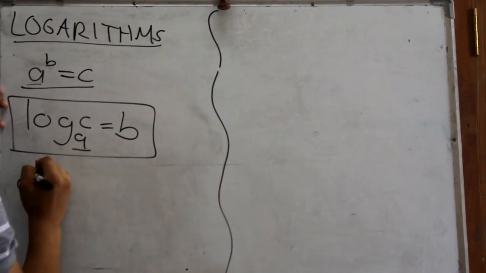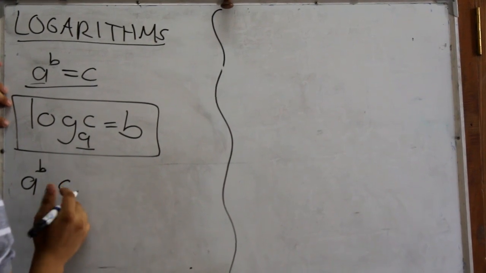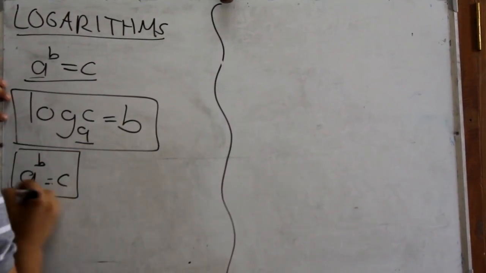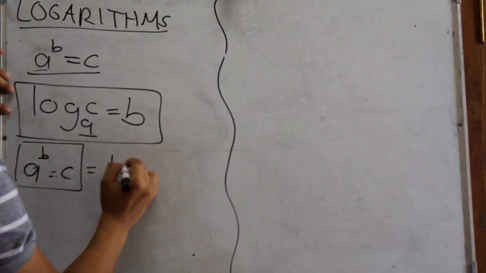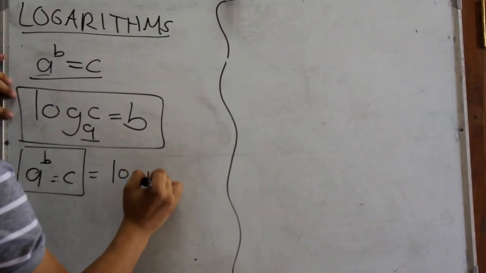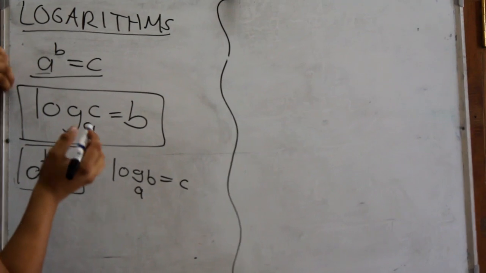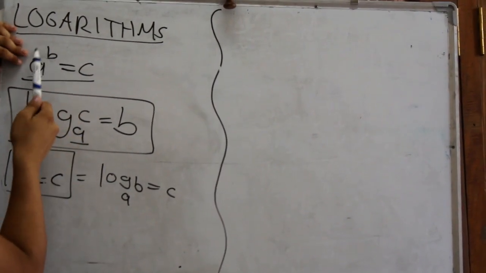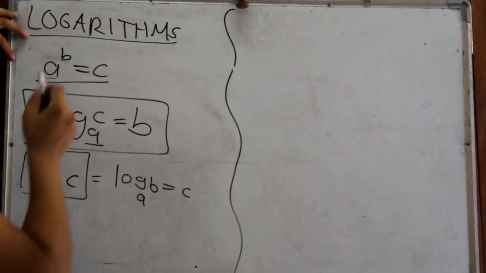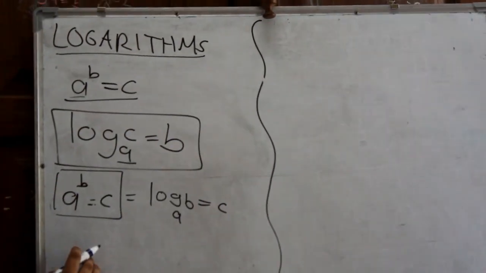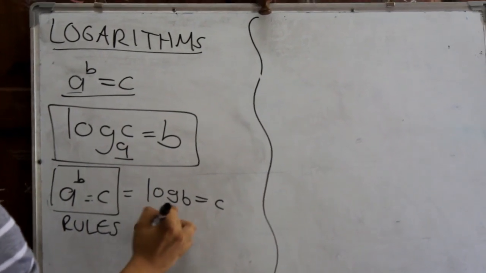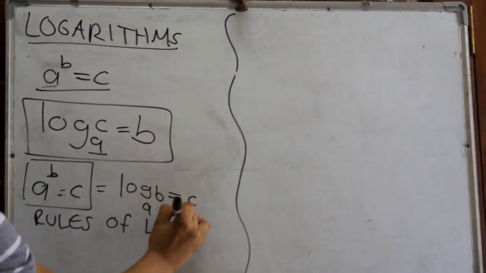Let me write it properly. Say a power b is equal to c. All this one is the same as saying logarithm of c base a is equal to b, if you apply logarithm here, this one should come here and this one should come here. There is something called rules of logarithms.